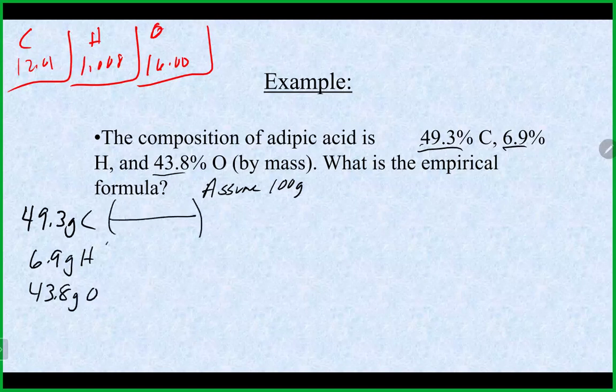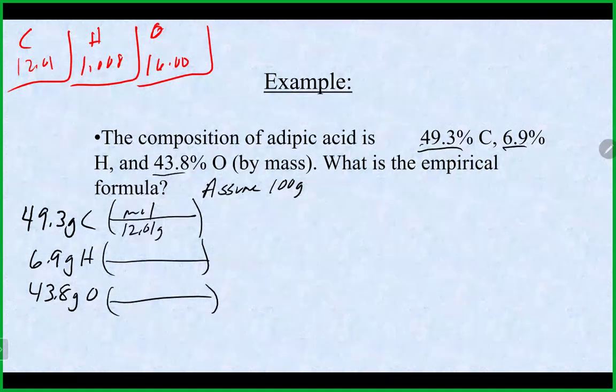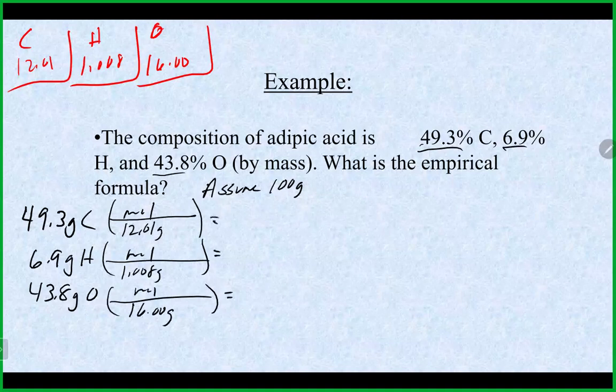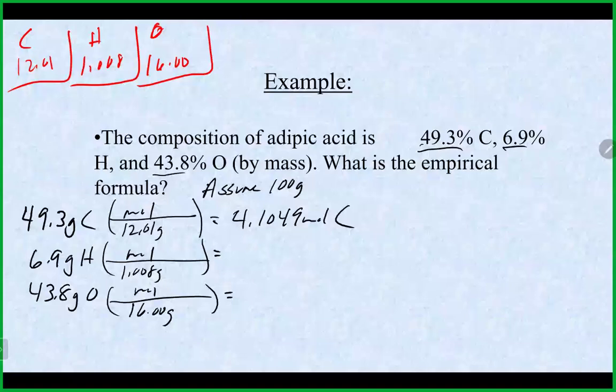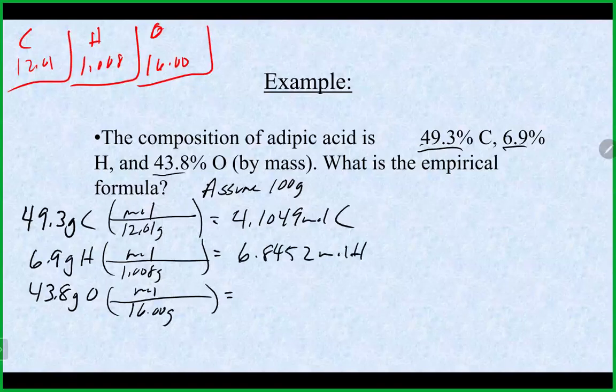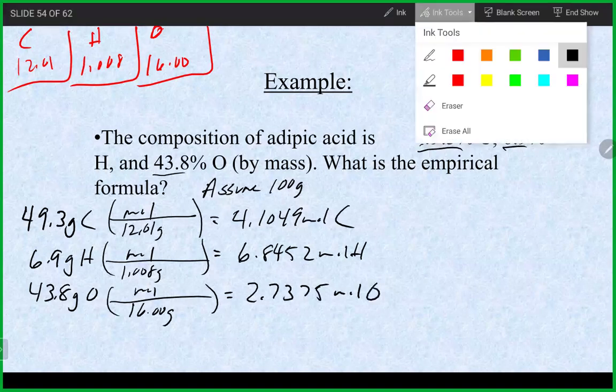Once again, we're going to use the molar mass from the periodic table to convert these into moles. So we'll use 12.01 grams per mole, 1.008 grams per mole, and 16 grams per mole. That will get us 49.3 divided by 12.01, which gives 4.1049 moles of carbon. We'll do the same thing for the other two: 6.9 divided by 1.008 gives 6.8452, and for our oxygen, 2.7375 moles of oxygen.